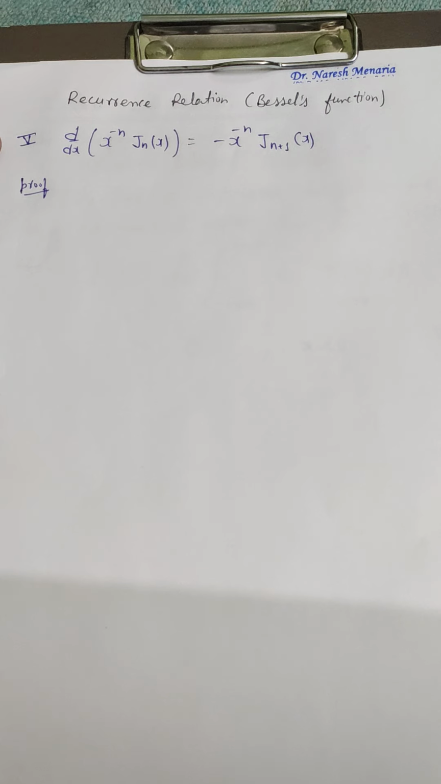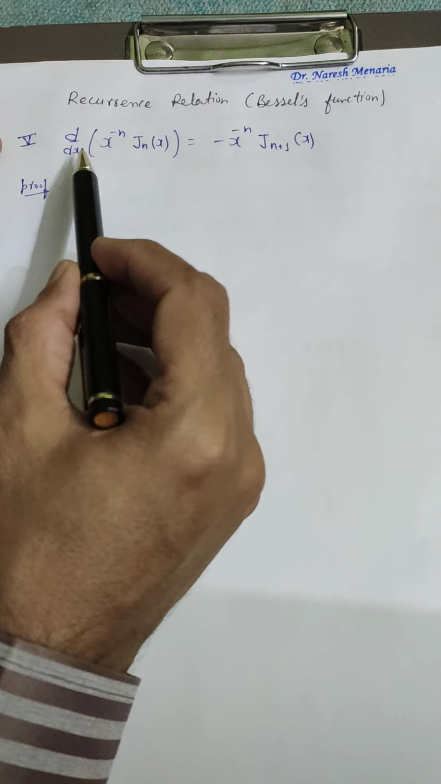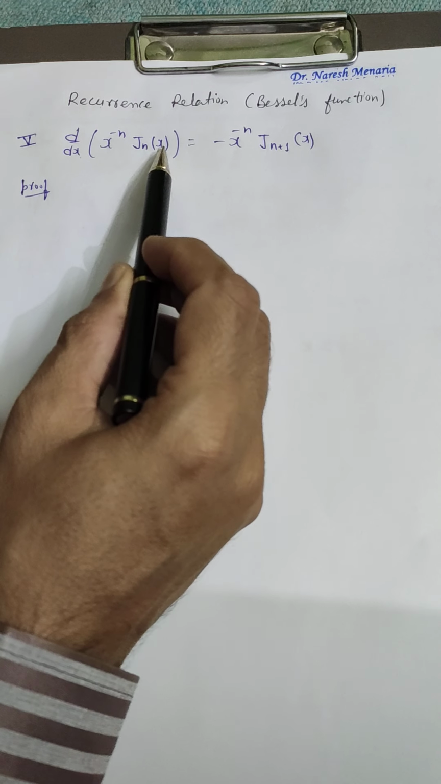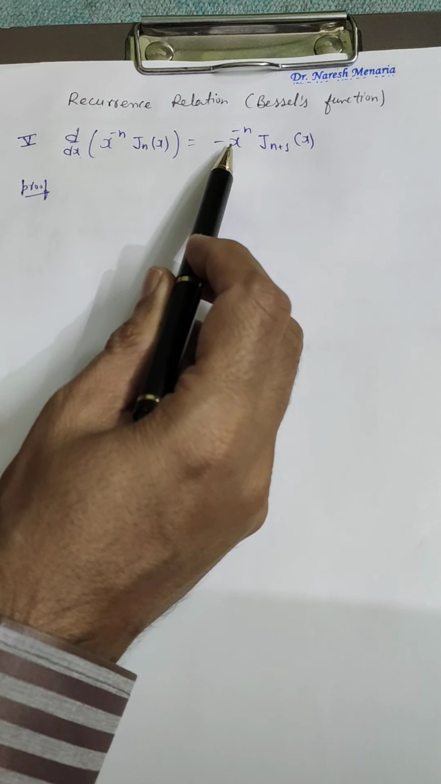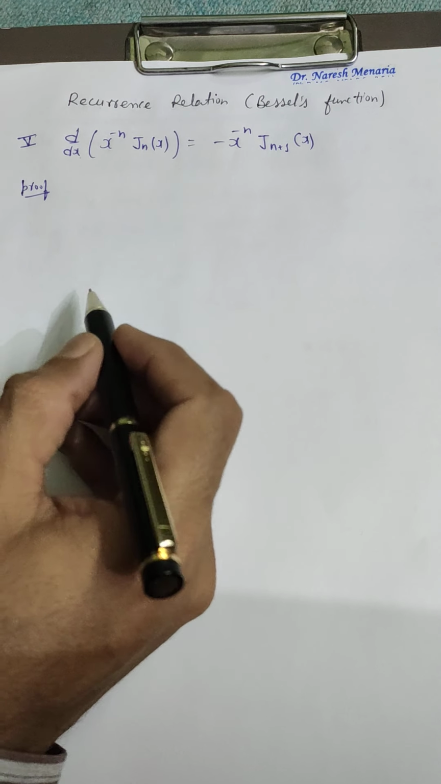In our earlier classes, I have taught you the first recurrence relation and we have also discussed the Bessel differential equation. But in this class, I will prove the fifth recurrence relation of Bessel differential equation. The fifth recurrence relation is d by dx of x to the power minus n J_n(x) is equal to minus x to the power minus n J_(n+1)(x). It is a very simple and short recurrence relation.